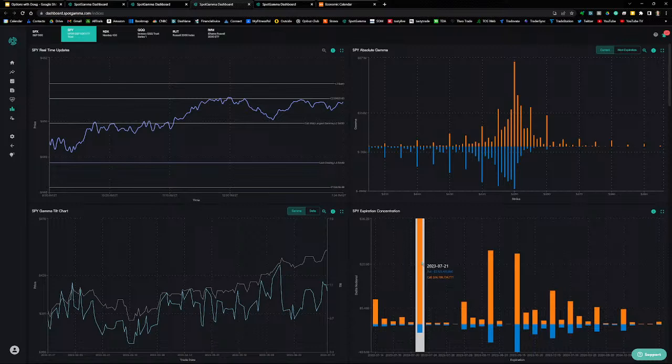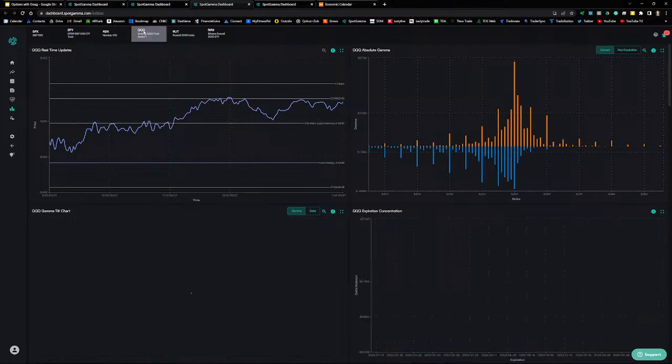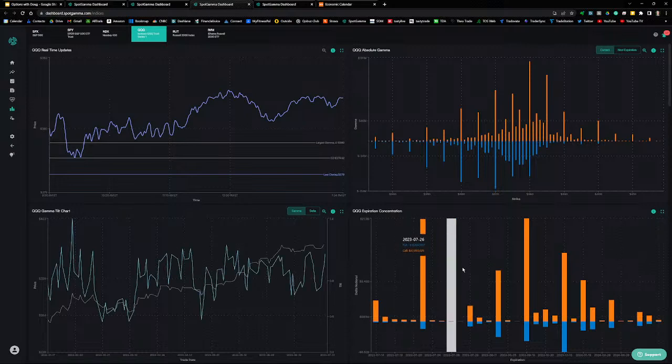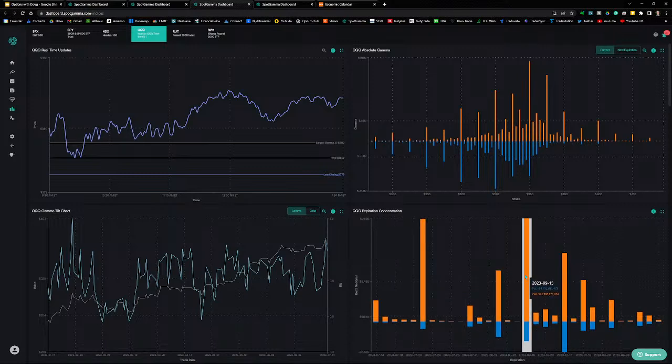And for SPY, a different story. This is the largest expiration shown in this range. Again, very call dominated. And there's QQQ, pretty much matching the September expiration and exceeding the December.